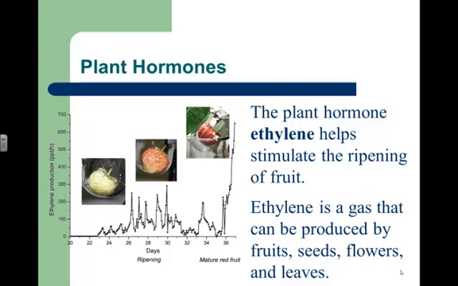Another plant hormone is ethylene. It's actually a gas that's produced. So the plant hormone ethylene helps stimulate the ripening of fruit. Ethylene is a gas that can be produced by fruits, seeds, flowers, and leaves. And we're going to look at how man can use these hormones to control when the fruit is going to ripen.